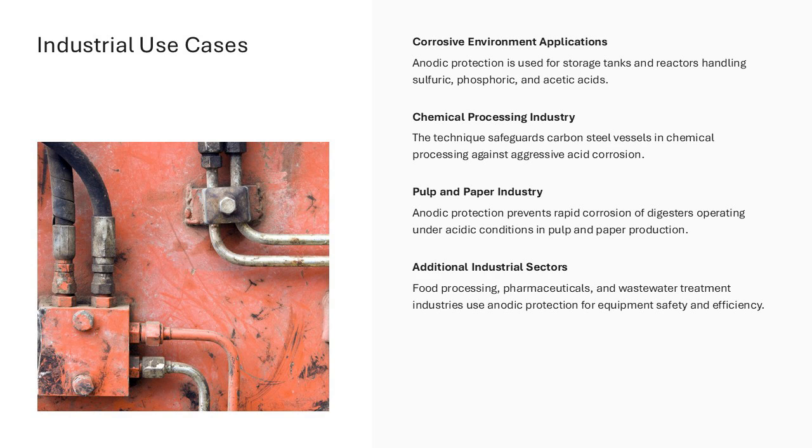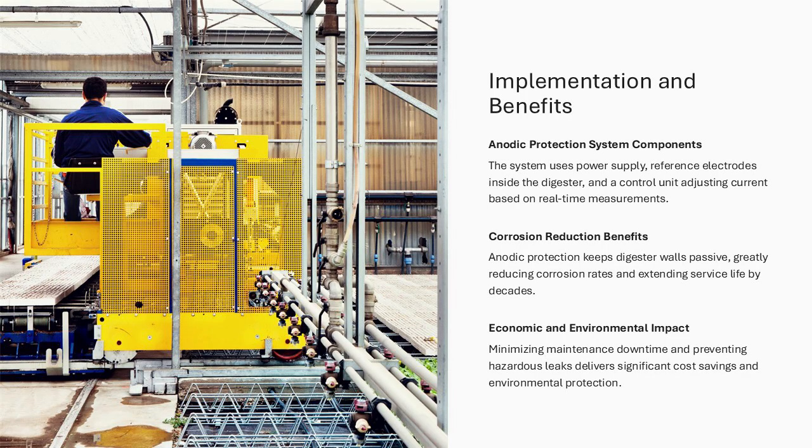The technique offers significant advantages in reducing downtime, extending equipment life, and lowering maintenance costs. Its ability to provide long-term corrosion control in environments where other methods are ineffective makes anodic protection an indispensable solution for many industrial processes. Here's a real-world example from the pulp and paper industry. In the pulp and paper industry, digesters are exposed to acidic conditions that can cause severe corrosion of carbon steel. Anodic protection is implemented to maintain the digester walls in a passive state, significantly reducing corrosion rates.